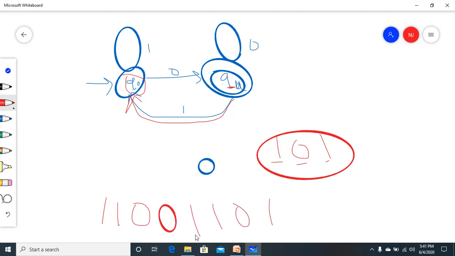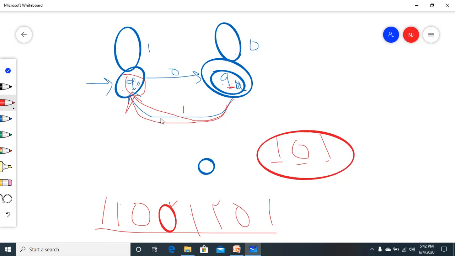So for that also, 1001101 is the bigger string. So we have to test whether this string is acceptable or not. Simple, we are in Q0 state, we read the first alphabet 1, we remain in the state only. Then we read the second alphabet, we also remain in the state only. Then we read the third alphabet as 0, then we have to transit from Q0 to QA state. And in QA state, we read 0, we remain in that state only. After that we read 1, we have to move from QA to Q0.